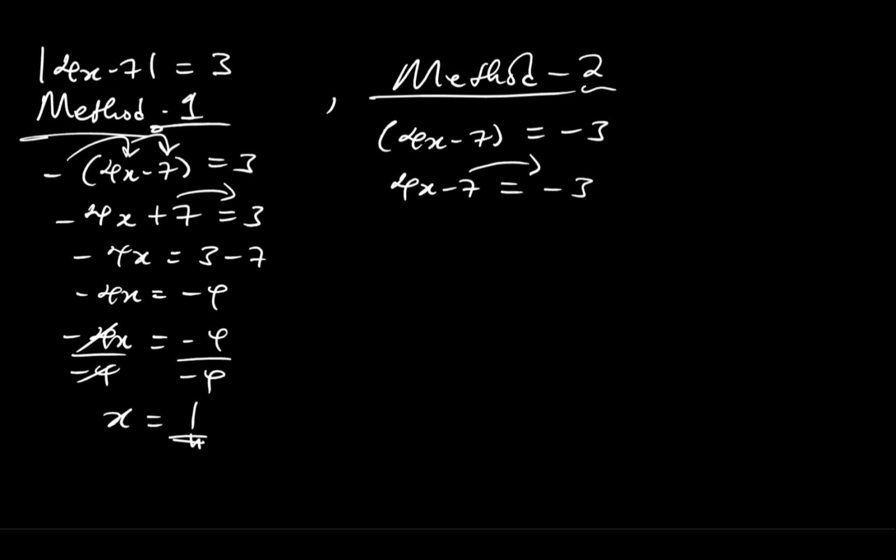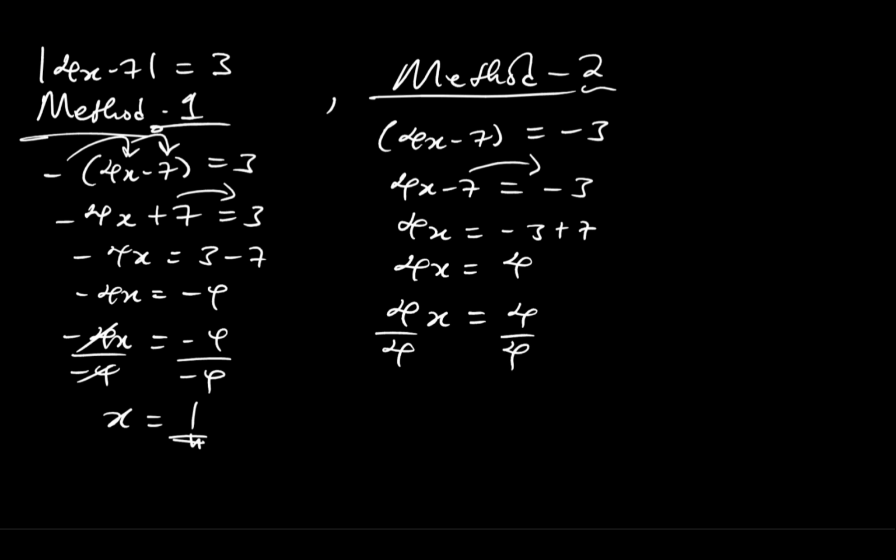The minus 7 goes to the other side, and you have 4x being equal to minus 3 plus 7. 4x is equal to minus 3 plus 7, giving you a 4. You're not looking for 4x, rather, you're looking for x. So you divide both sides by 4, and you get x being equal to 1.